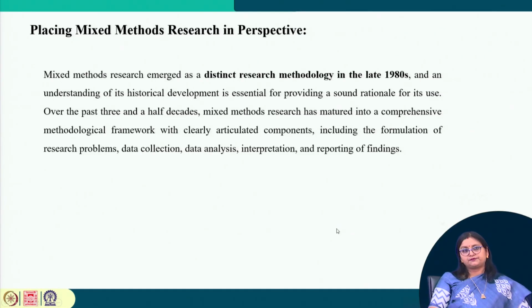About mixed method research, it emerged as a distinct research methodology in the late 1980s, and an understanding of its historical development is essential for providing a sound rationale for its use. Over the past 3.5 decades, mixed methods research has matured into a comprehensive methodological framework with clearly articulated components, including the formation of research problems, data collection and data analysis, and interpretation and reporting of the findings.